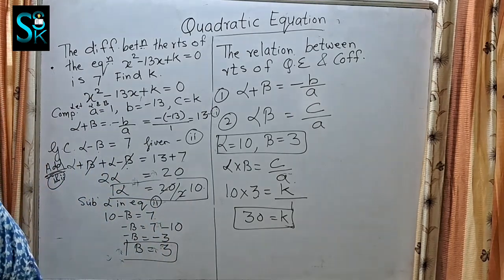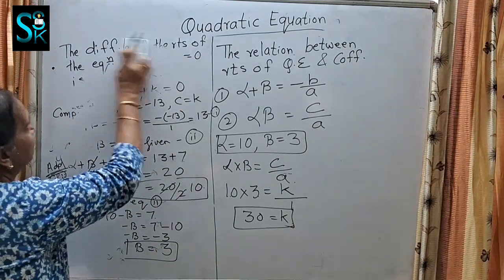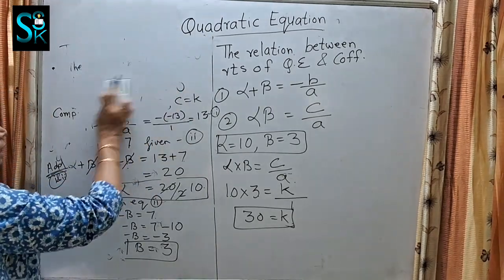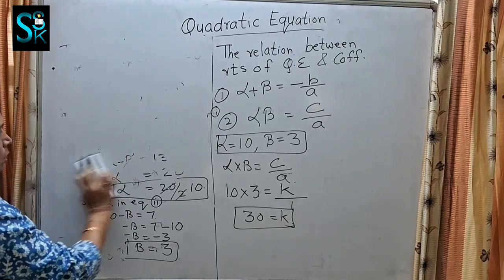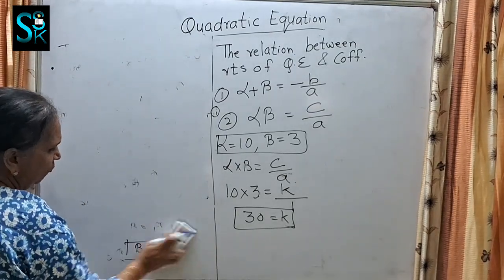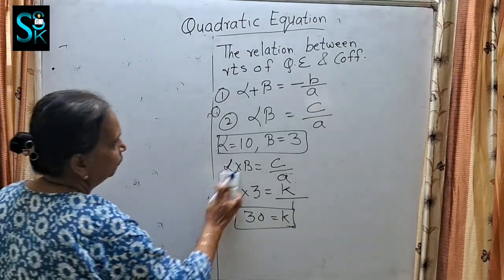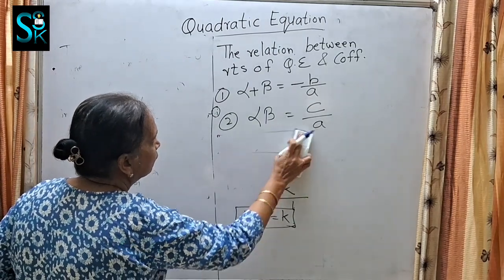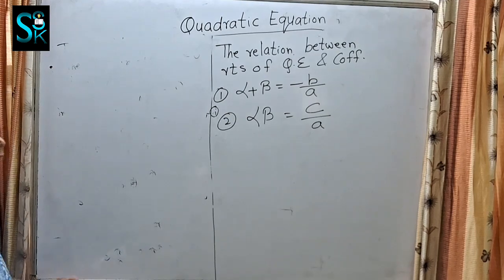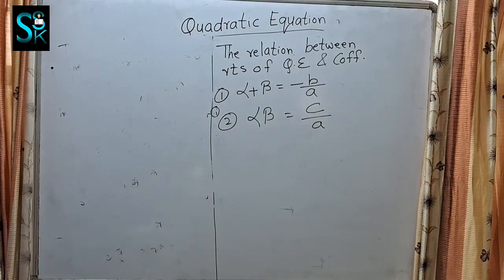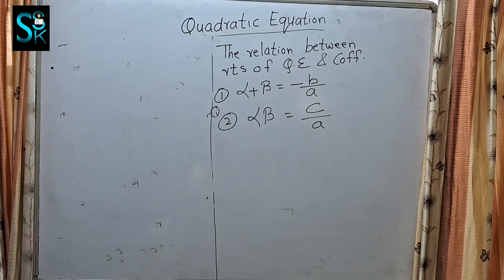Okay. Something different, a unique sum, so you can try it. One more sum we'll take based on alpha plus beta, alpha into beta. I think a few sums are there in your exercise also, so please try them, and even 1 or 2 sums in your problem set. Remember this formula: alpha plus beta is minus b upon a, and alpha into beta is c upon a.